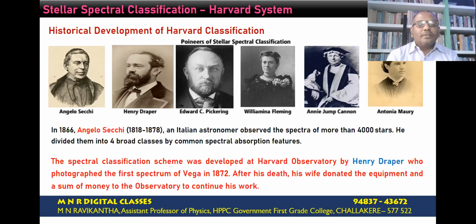The spectral classification scheme was developed at Harvard Observatory by Henry Draper, who photographed the first spectrum of Vega in 1872. After his death, his wife donated the equipment and a sum of money to the observatory to continue his work.